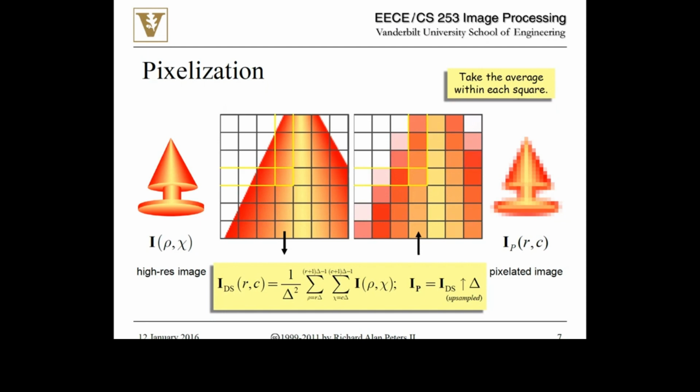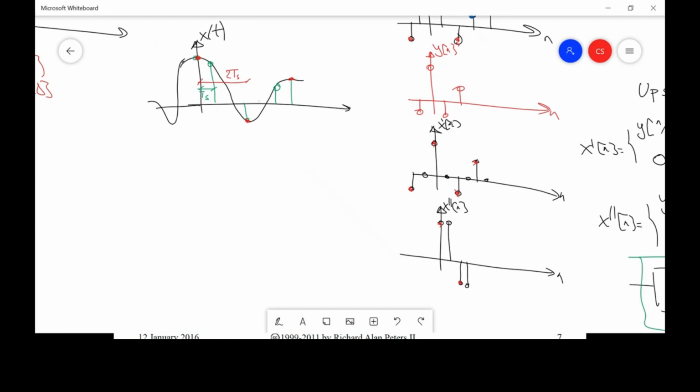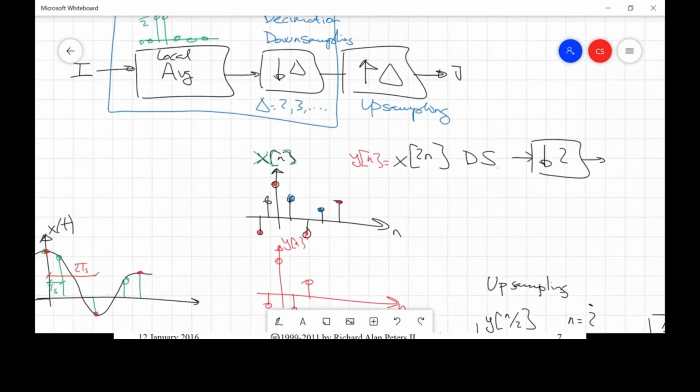So here is an example of the process. So you have a high resolution image underneath. This is a big delta, just to highlight the effect. Then you compute the average, and you have a single value for each one of these squares. And now you do the upsampling, and then you copy this same value many times in the output image. And now the output image, this is called the pixelated image. The pixelated image has the same size as the original.